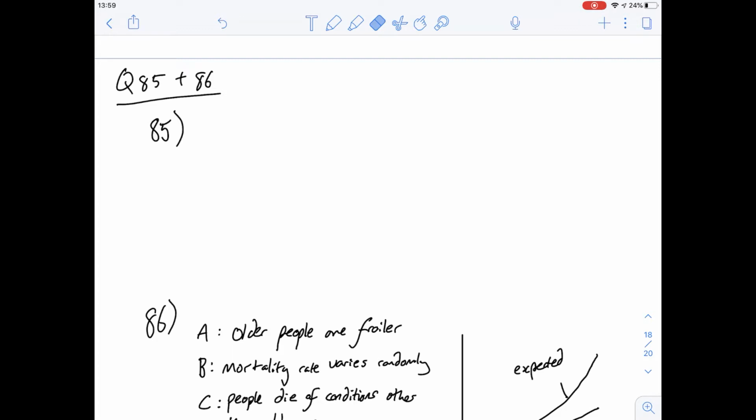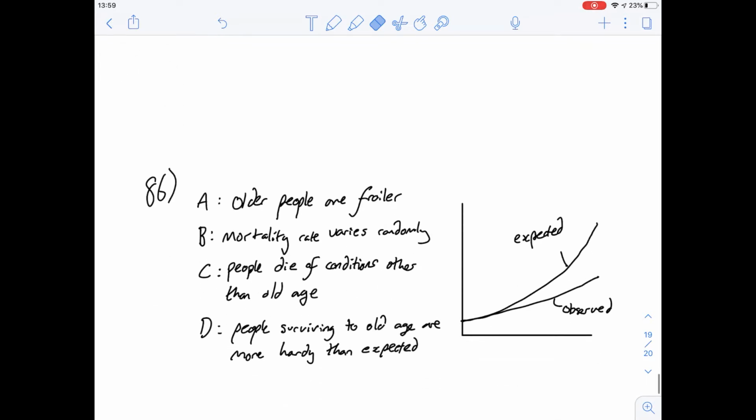Hi, I'm Carl, and in this video we're going to have a look at questions 85 and 86 of section 3 of the pink booklet. This is a question about the mortality rate of elderly people in the US, and we've been given this graph here that shows an expected life expectancy or mortality rate and what's observed.